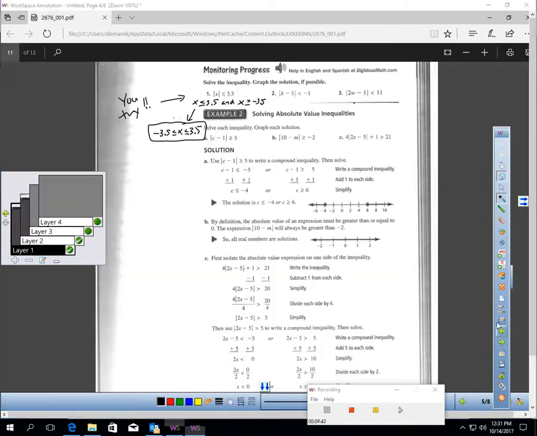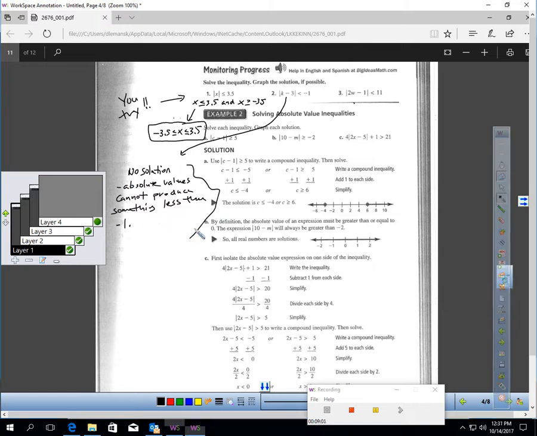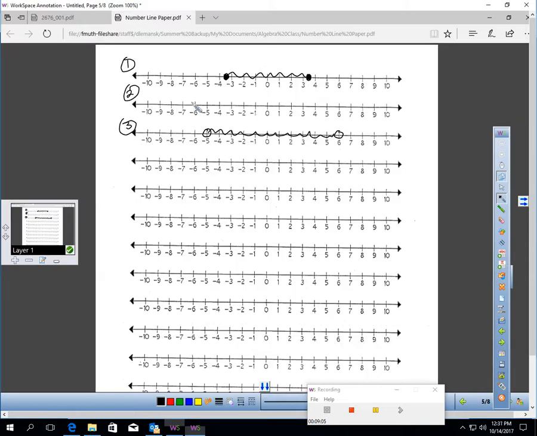Let's go to question 2. This one says the absolute value of k minus 3 is less than negative 1. Let's think. Can an absolute value produce something less than negative 1? And I hope you're saying, well, that's not possible. Okay, well, that means there's no solution to this problem. Absolute values can't produce something less than negative 1. So my graph would just be a blank number line. I can't graph anything. There's no solutions to it.